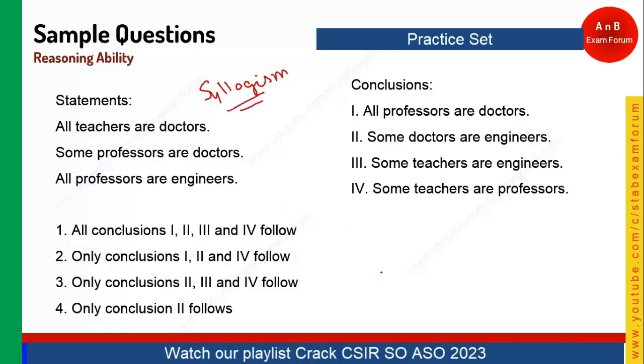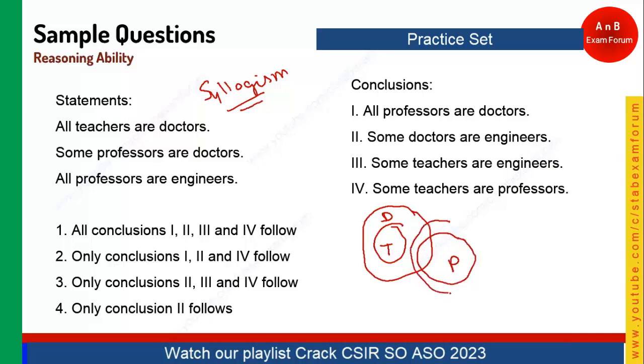Let's see the statements. All teachers are doctors. So this is teacher, and all teachers are doctors. Some professors are doctors, so we know how to make this Venn diagram. Some professors are doctors. Then all professors are engineers. All professors are engineers.